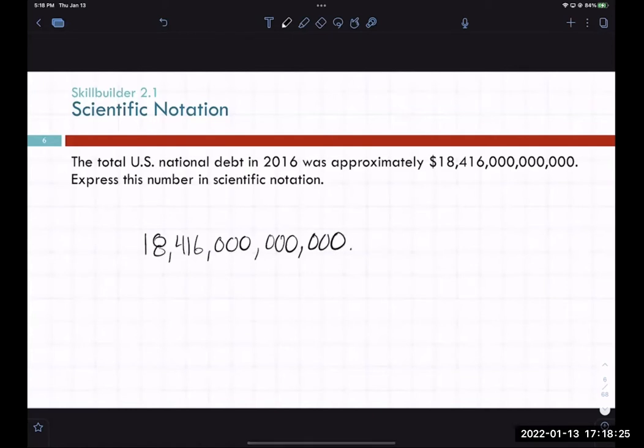So if you do have the convenience of commas there, you don't have to count every single one of the zeros, right? We can skip those because they're in groups of 3. So you'd say that this is moving at 3 places, 6 places, 9 places, 12 places. And so we'll end up moving it over 13 decimal places, because then our number will be 1.8416 times 10 raised to the 13th power.